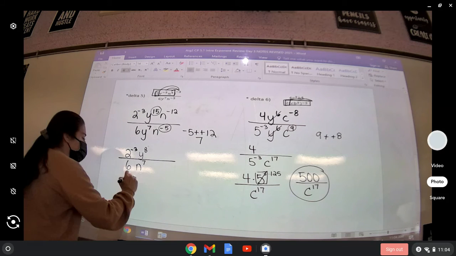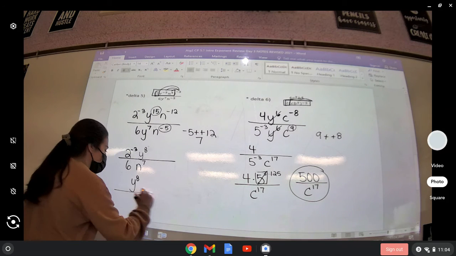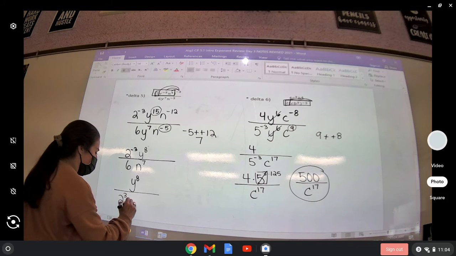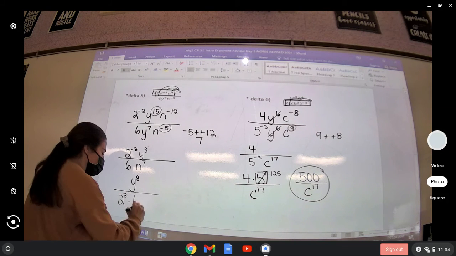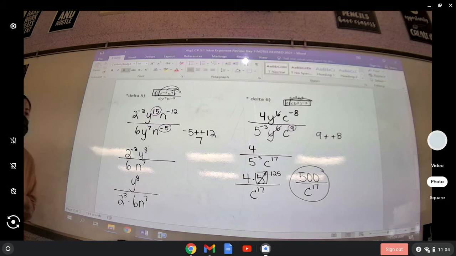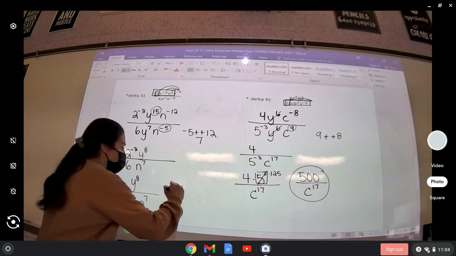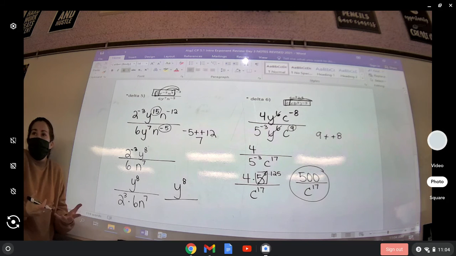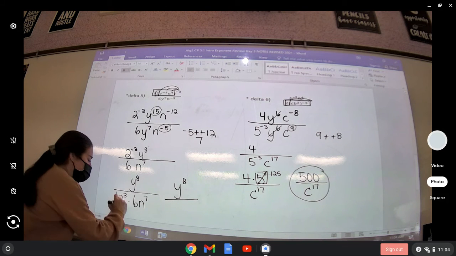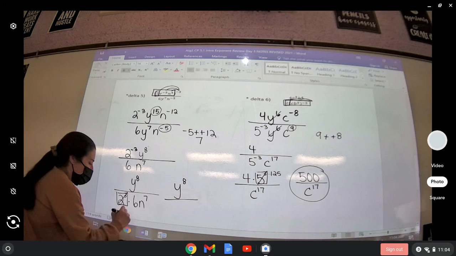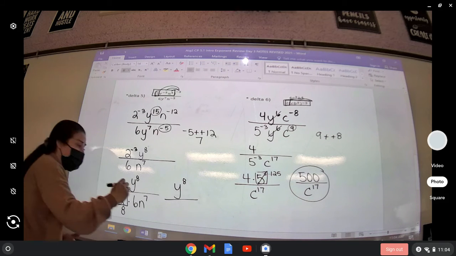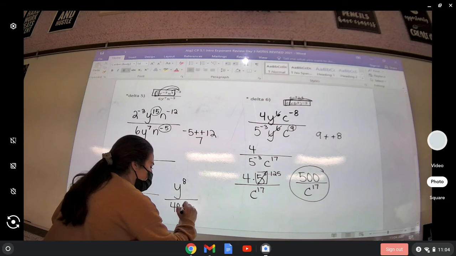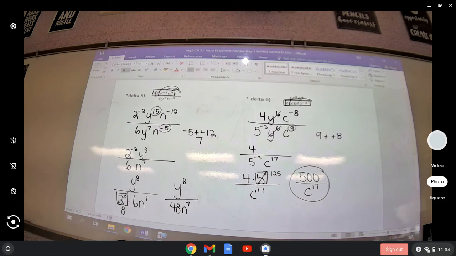Go ahead, Angel. So now y to the 8th will stay up top. 2 to the 3rd is going to have to go down, and then it'll be multiplied with the 6 n to the 7th. So now y to the 8th, he's just chilling up there. He's good. 2 to the 3rd, guys, I can do that now. That's 2 times 2 times 2. That's 8. And now 8 times 6 is 48. And then n to the 7th is just hanging out.